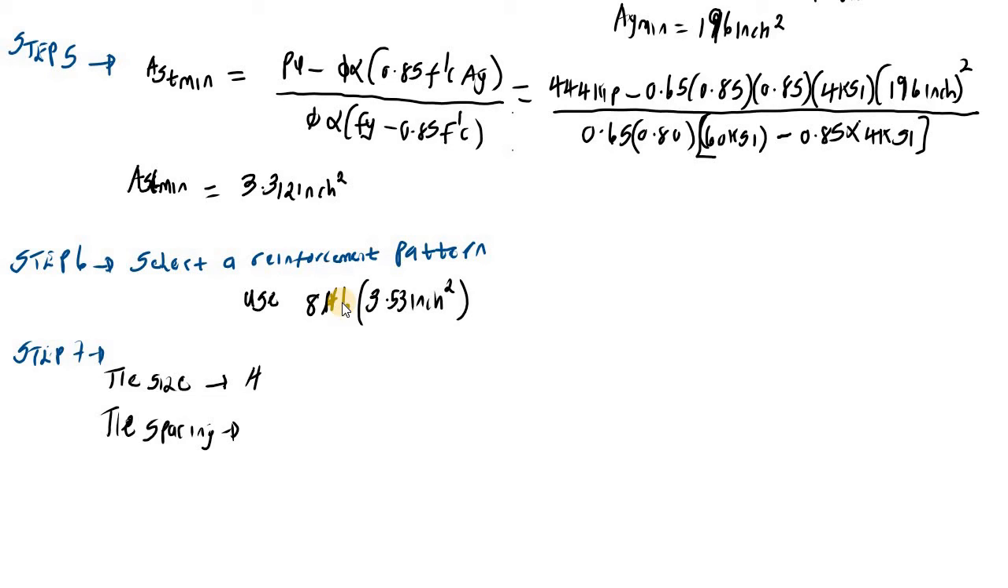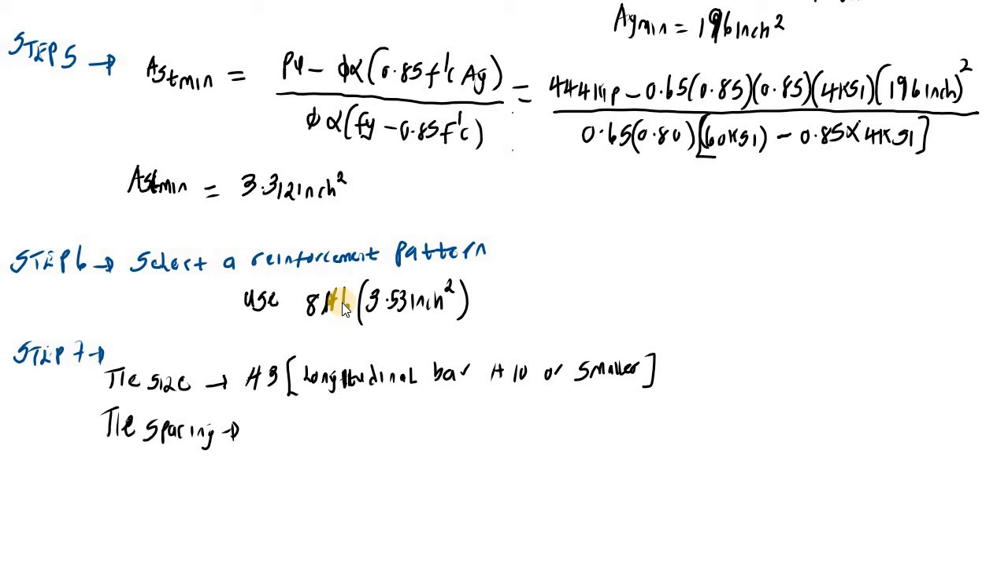So we are using number 3 tie size because we're having a longitudinal bar as number 10 or smaller. So that is why we are using number 3 bars. If the bars are greater than number 10, then we are going to be using number 4. So take note of that.